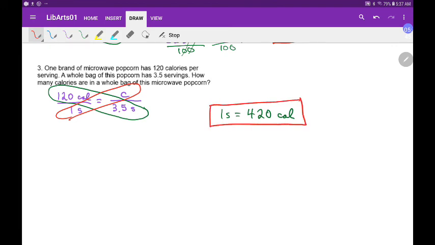We expected that 3.5 is more servings, so we expected more calories, so we're good.